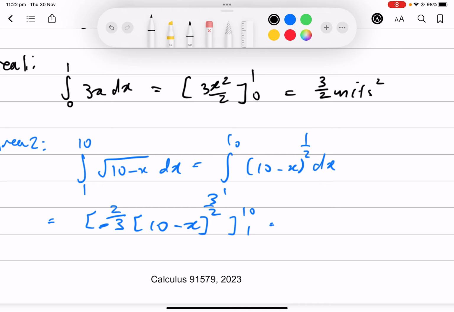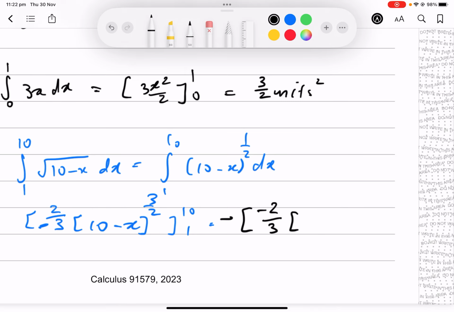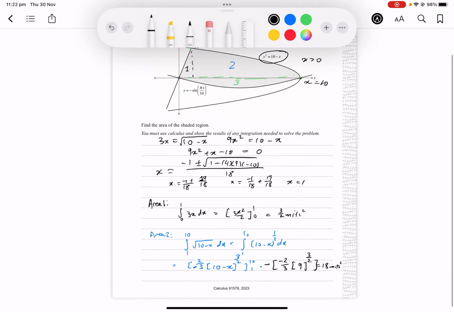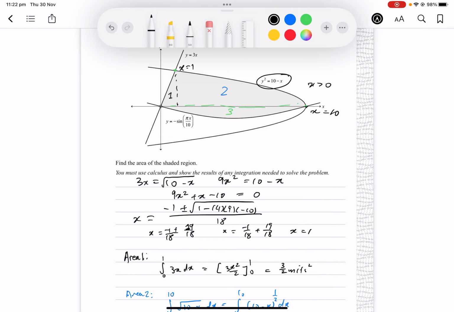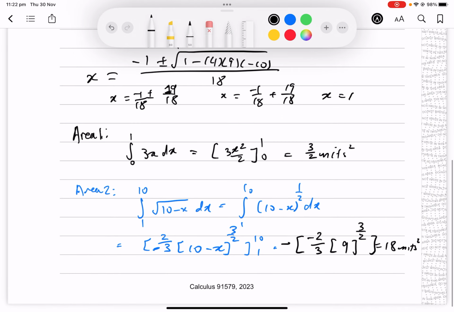And we're going to have minus of minus 2 on 3 multiplied by 10 minus 1 is 9. So 9 to the power of 3 on 2. Okay, what is that equal to? So we have 18. Okay, cool. All right, so that part is going to be equal to 18 units squared. So that's going to be our area 2.